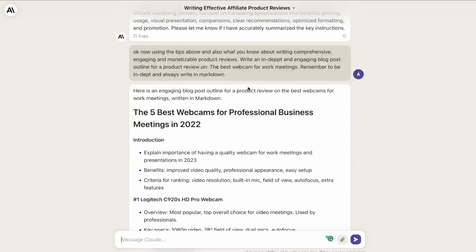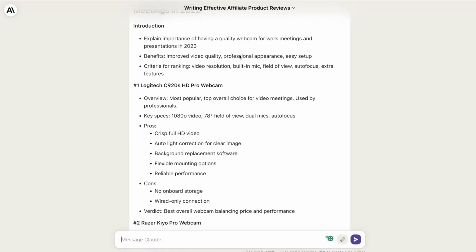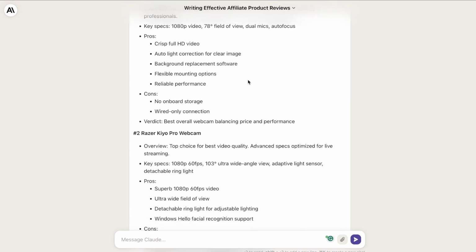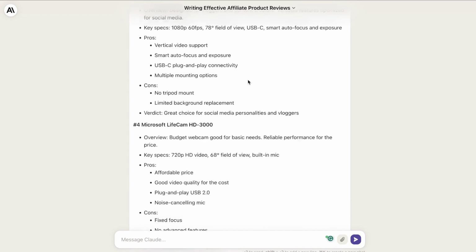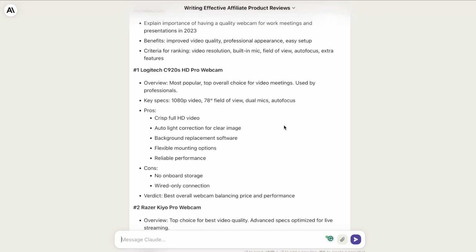Let's go ahead and take a look at the outline from Claude. The best 5 webcams for professional business meetings: intro, Logitech, Razer, Logitech again, Microsoft, Logitech again, and a conclusion. So a pretty decent output. I do like that they actually go over specific webcams.